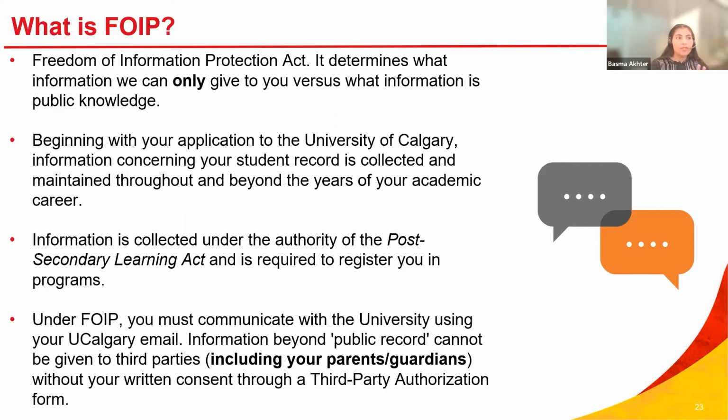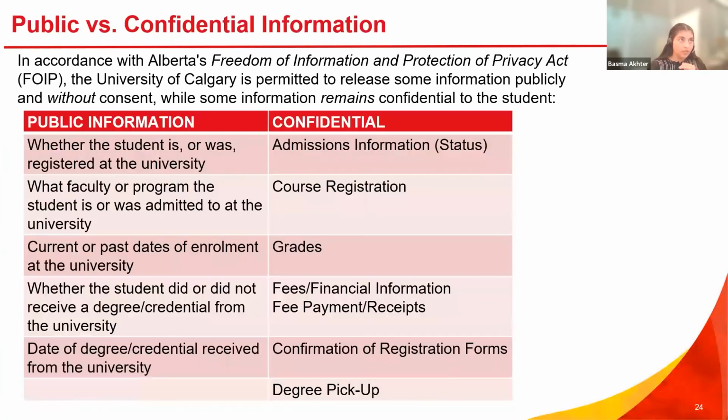According to FOIP, you should always be communicating with the university using your UCalgary email. And you'll notice this when you call us as well. The first thing we ask you is what's your UCID? That's for us to identify that we're actually speaking to the student and not any third party. If you do want a third party to contact us on your behalf, you do need to authorize them. I'll talk in detail about what that third party authorization looks like, but let's first look at what's public information and what's information just for you.